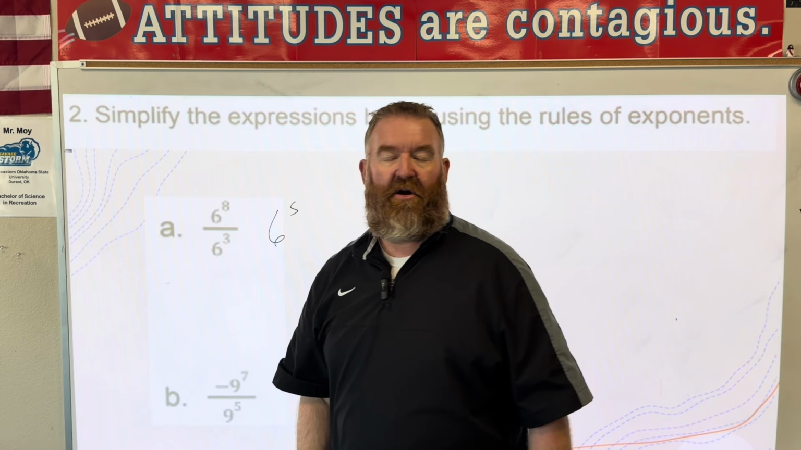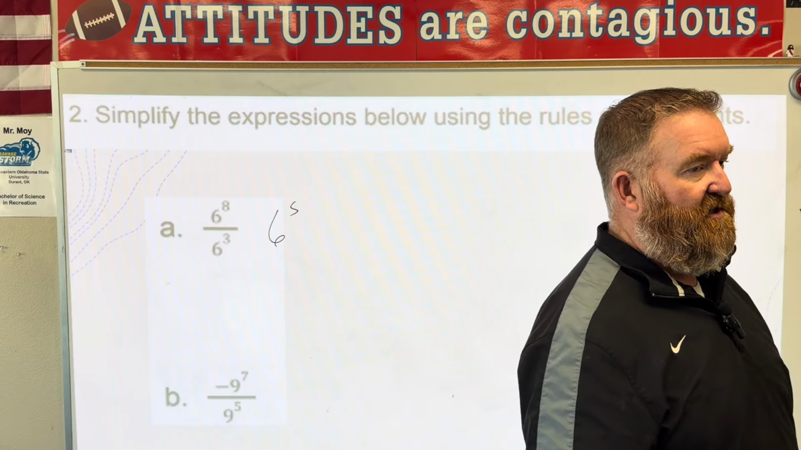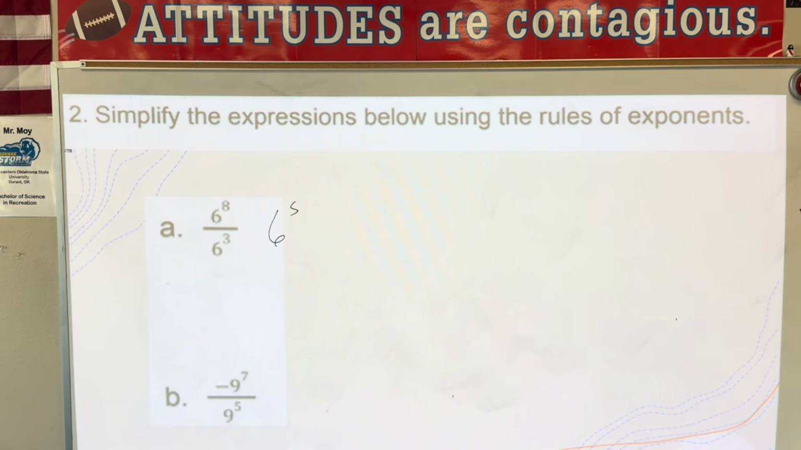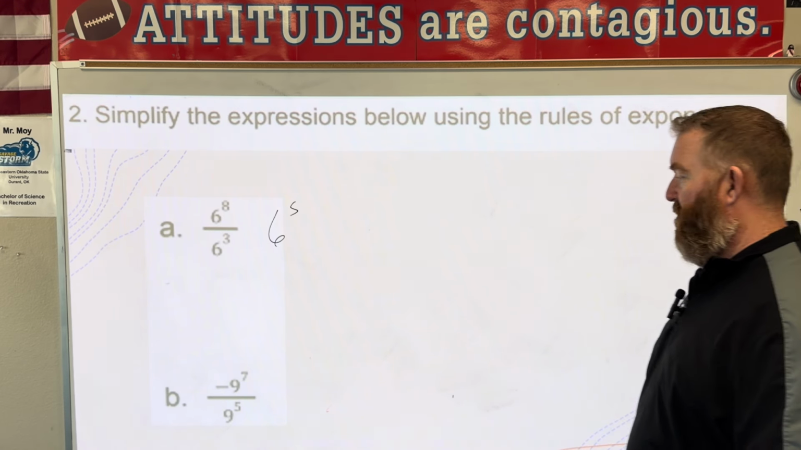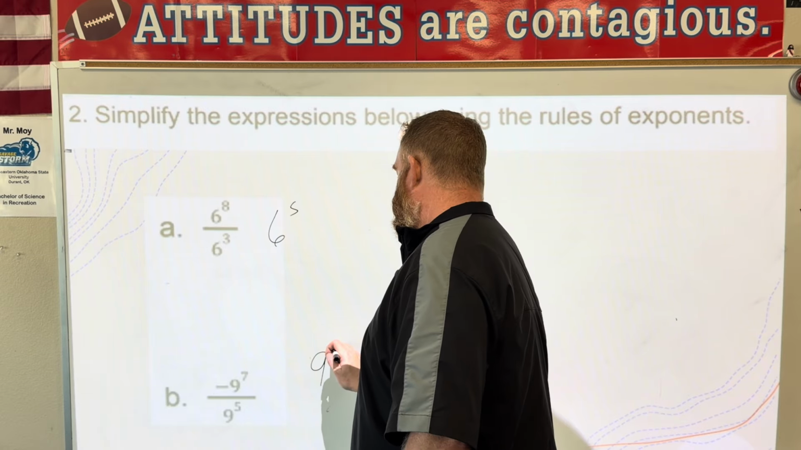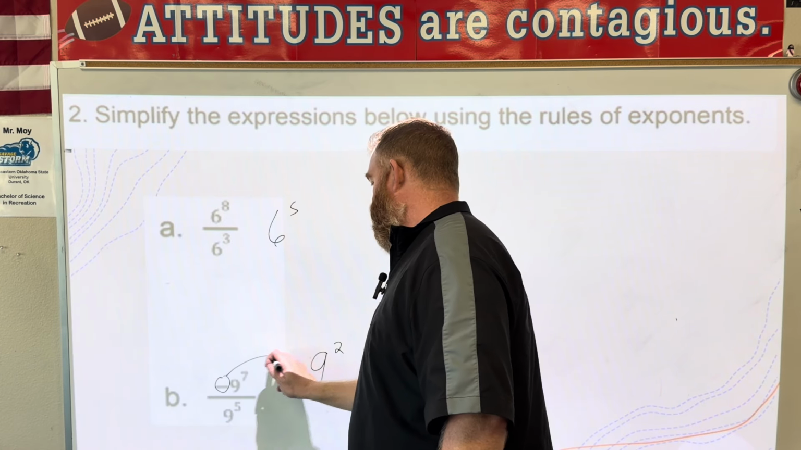8 minus 3. I'm sorry, 8 minus 3. You just subtract the exponents. Okay. What about B? Hold on. Solve this problem like there's no negative. What would you get? 9 to the 2nd power. So what do you think I'm going to do with that negative? Just take that negative and just put it in the answer.